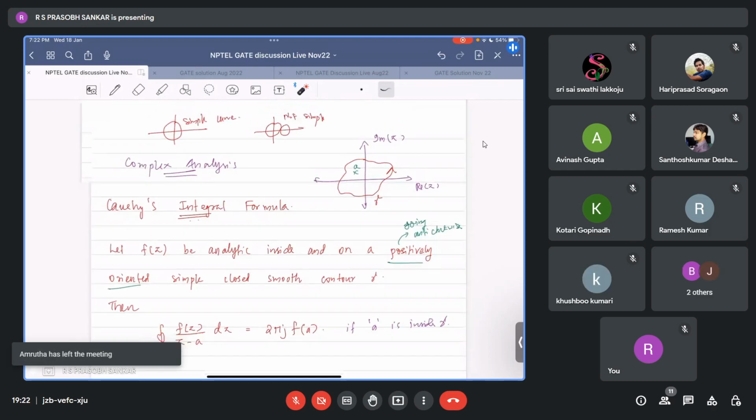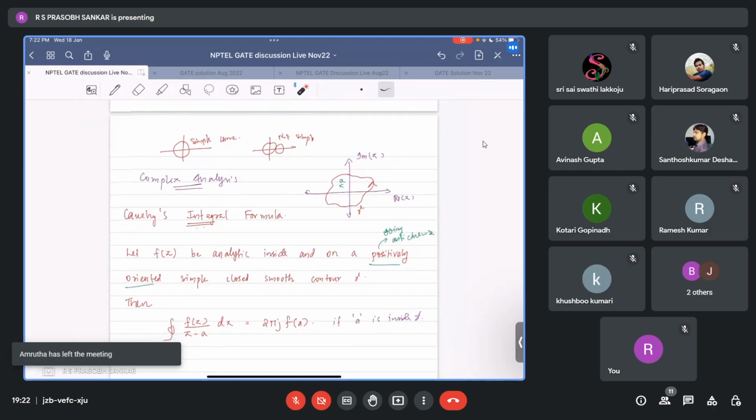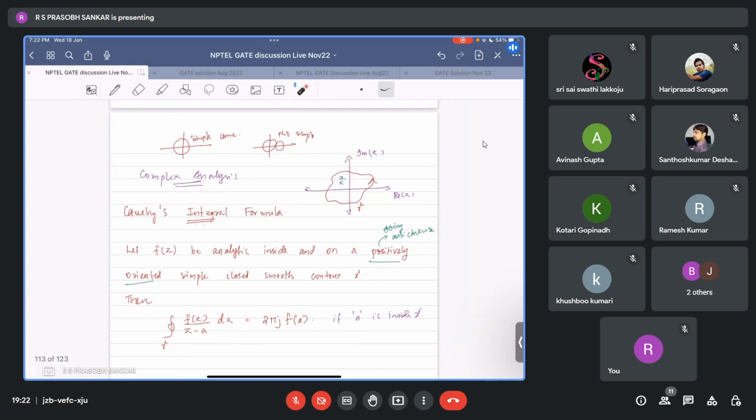And many years this question has appeared in GATE exams. So so far any questions or clarification? If it's okay, we can move to the solutions. Sorry. Shall we proceed? Okay. Thanks.